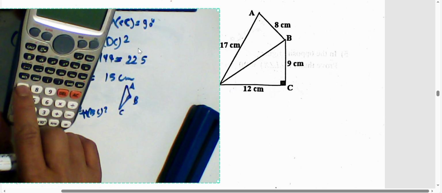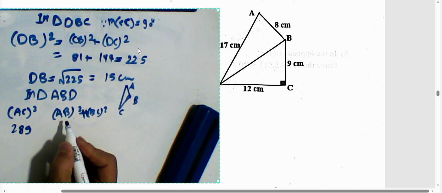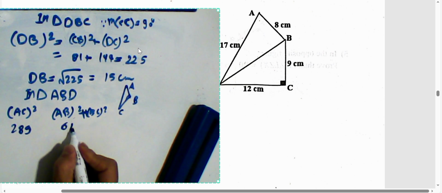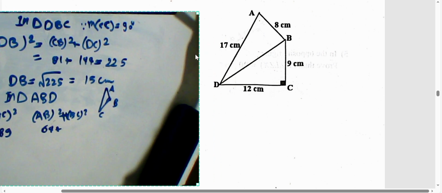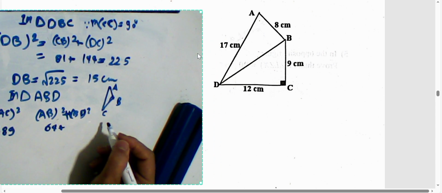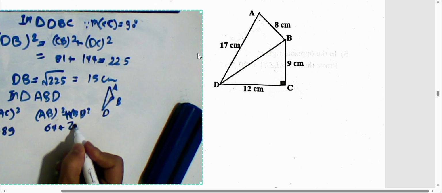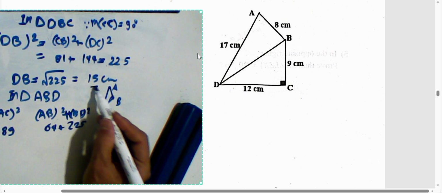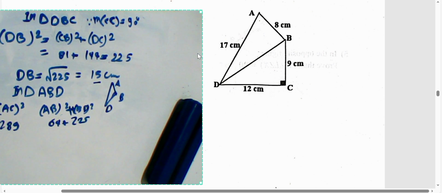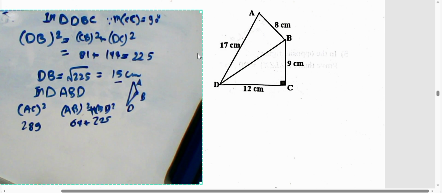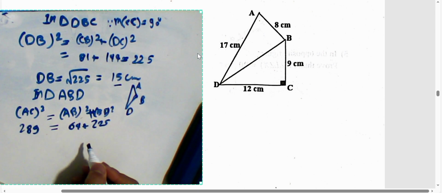17 power 2 is equivalent to 289, and AB power 2, 8 power 2, is 64, plus BD power 2. Not BC, BD. BD power 2 will be 225, 15 power 2, because we found this line in the last triangle. I found that the length was 15. 15 power 2 will be 225. If we collect together, it will be 289.